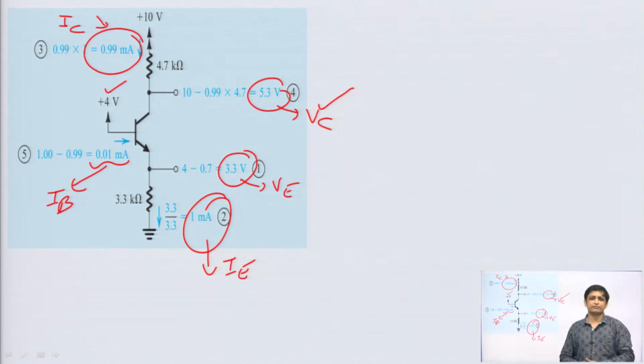Sometimes it is very easy to find out the region of operation of the BJT, sometimes we need to calculate some voltage and current. So, if we are unable to find out the region, then just assume it, and whatever result you are getting, just verify it.